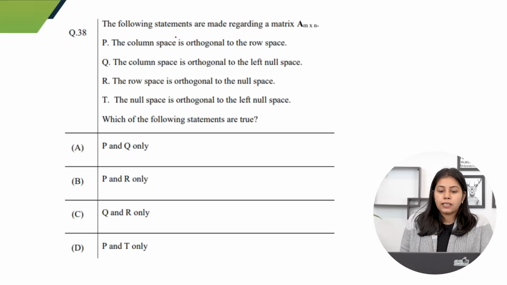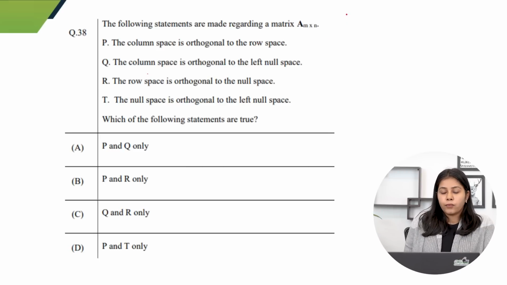So the question here is that the following statements are made regarding a matrix A, m cross n. The column space is orthogonal to row space, the column space is orthogonal to left null space, the row space is orthogonal to null space, and the null space is orthogonal to left null space. These statements are given to me. Now they are asking which of the above statements are true.